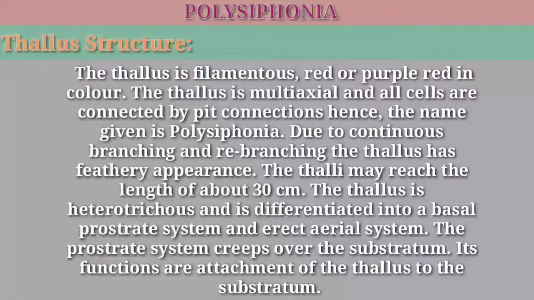Thallus structure. The thallus is filamentous, red or purple-red in color. The thallus is multi-axial and all cells are connected by pit connections, hence the name given is Polysiphonia. Due to continuous branching and re-branching, the thallus has a feathery appearance. The thalli may reach a length of about 30 centimeters.